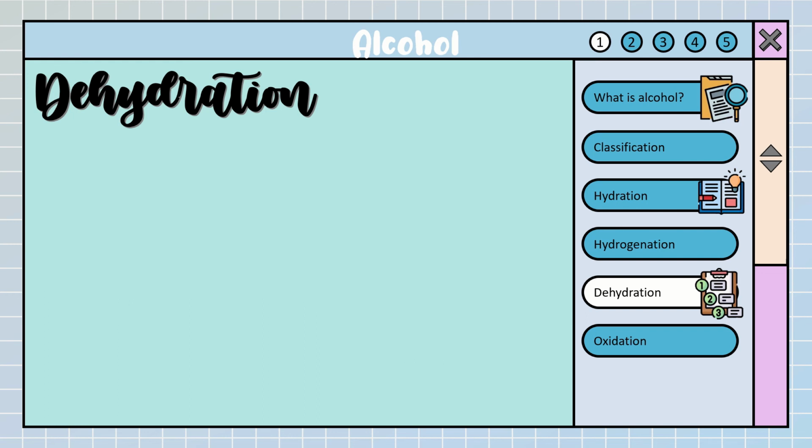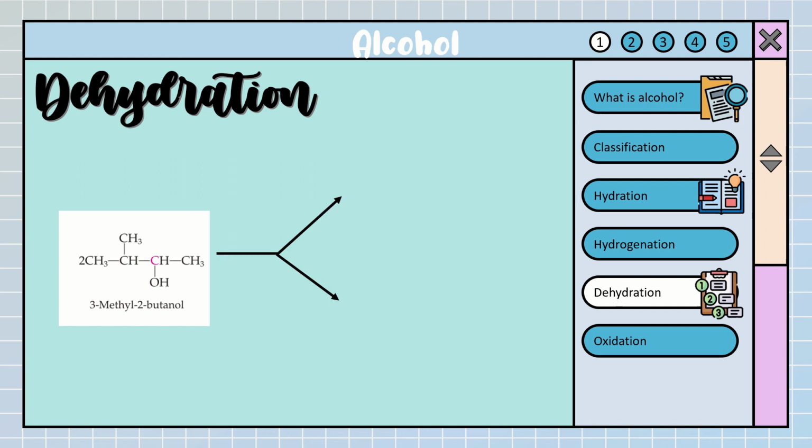Another example we have here is 3-methyl-2-butanol, which will have two possible products. Let's again write the acid, for example, sulfuric acid. Do not forget to always include the catalyst.